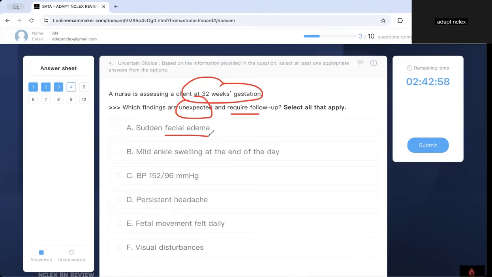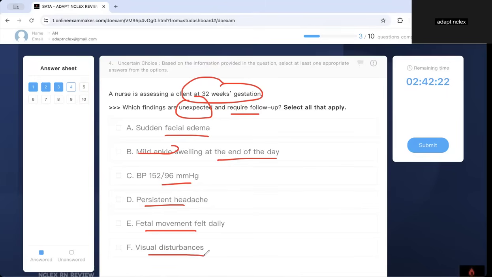Sudden facial edema in a 32-week pregnant patient. What do you think? Mild ankle swelling at the end of the day. Swelling at the end of the day. This is the blood pressure, 152/96. She's at 32 weeks. Headache that is not going away, persistent. Fetal movement felt daily. The baby is moving every day.